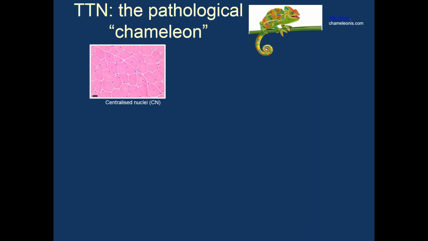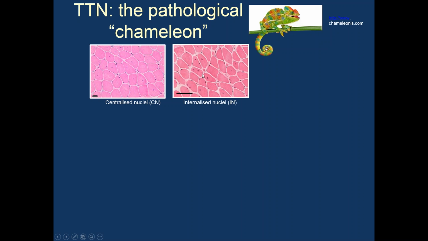So you can have centralized nuclei. So you can see in this picture that, again, the nuclei are internalized, but not only are they internalized, they're almost geographically within the center of the fiber. And that's a common feature of this disorder in some patients. Or you can have just internalized nuclei, so nuclei that are within the fiber, so abnormally placed, but not within the geographical center of the fiber.